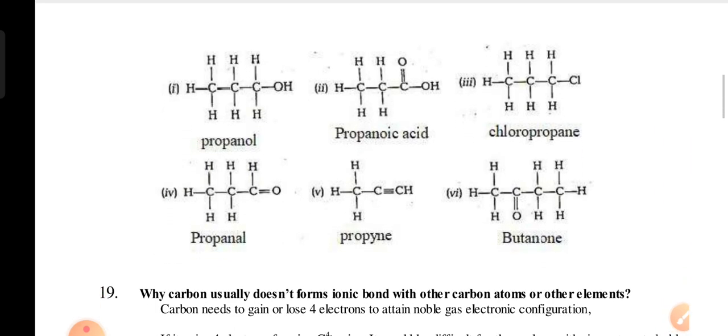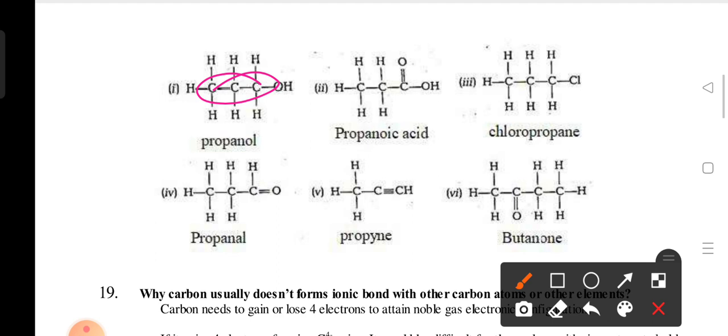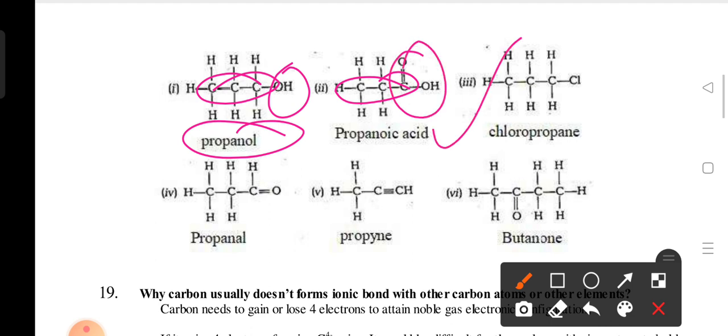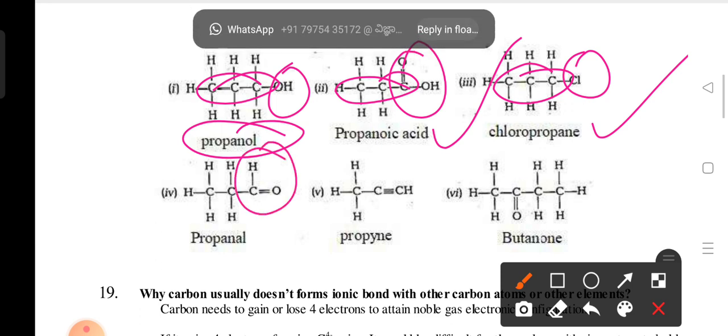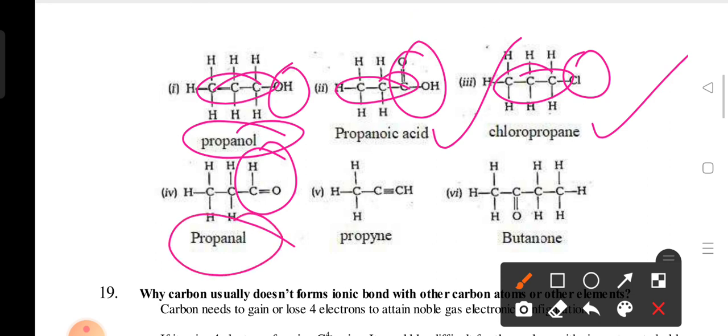Next, name the following compounds. How many carbon atoms are there? 3 carbon atoms, that's why it's propane. The functional group is OH, that's why alcohol, propanol. Next one, 3 carbon atoms and the functional group COOH, that's propanoic acid, a carboxylic acid. Next, chlorine is the functional group with 3 carbon atoms, so chloropropane. Next one, CHO is the functional group with 3 carbon atoms, that's propanal.